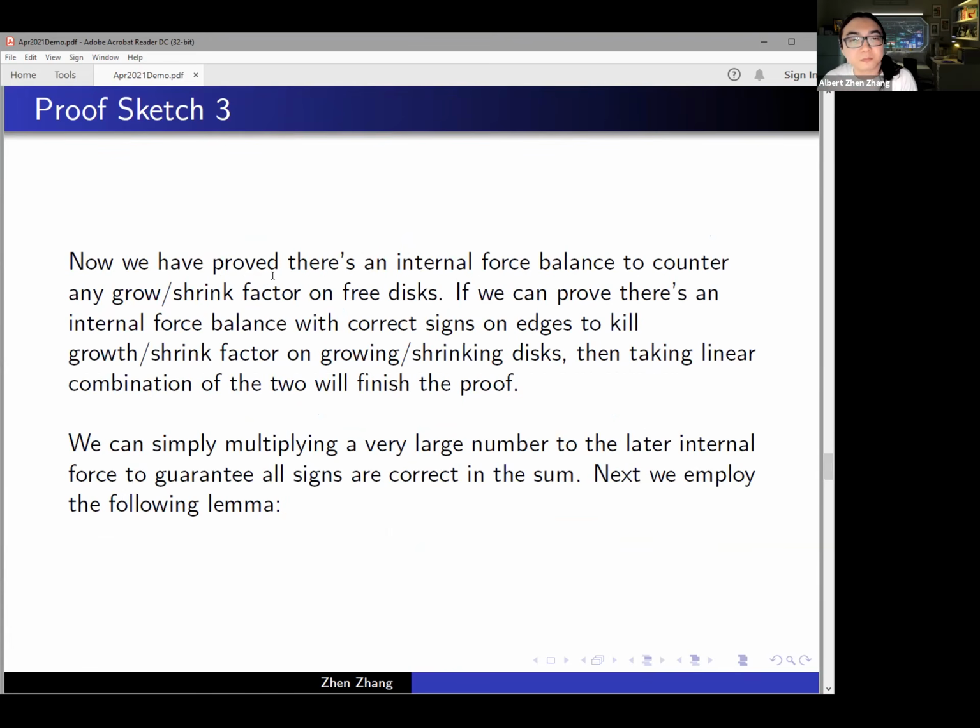The idea is that we want to assign the growth and shrink factors on the growing and shrinking disks. Then we want to show that we can find a stress with the correct sign that counters that change. Then we can take the linear combination of the two stresses, and we can multiply the stress with the correct sign by a very large number. Then surely, once you add them up, you have all the correct signs.